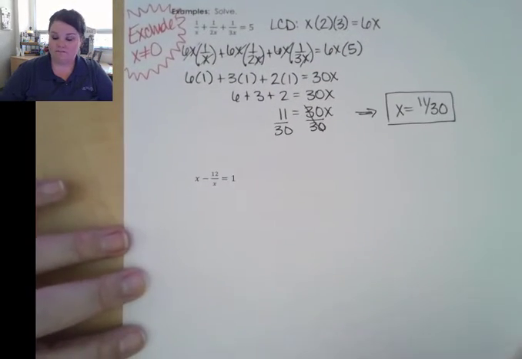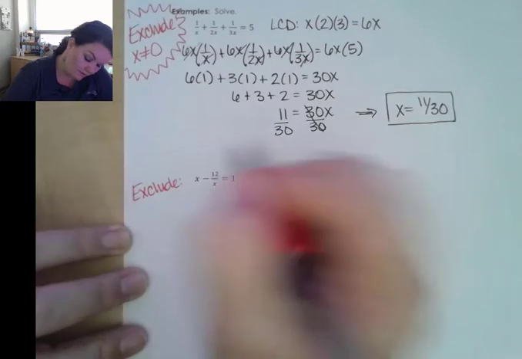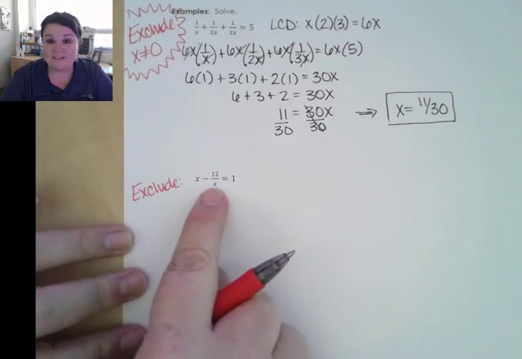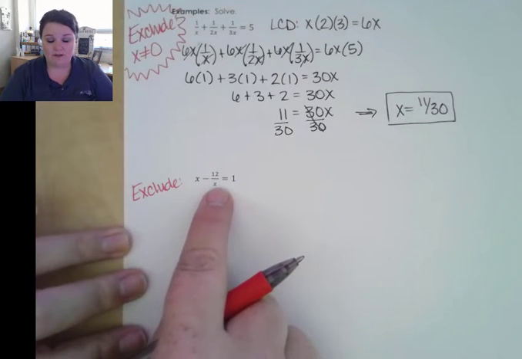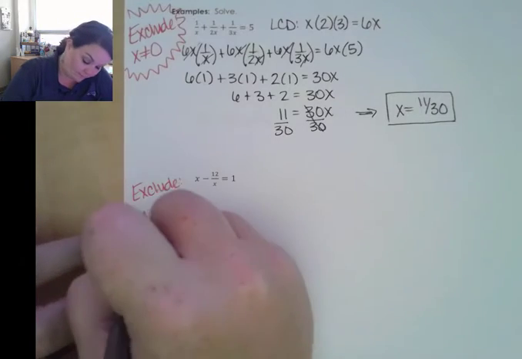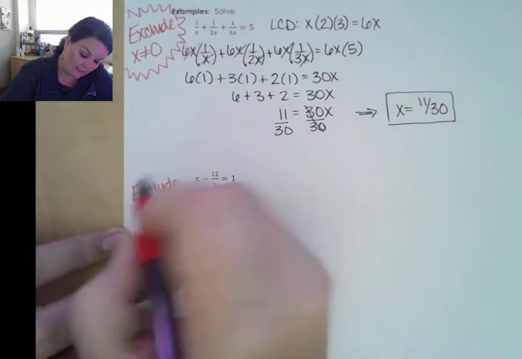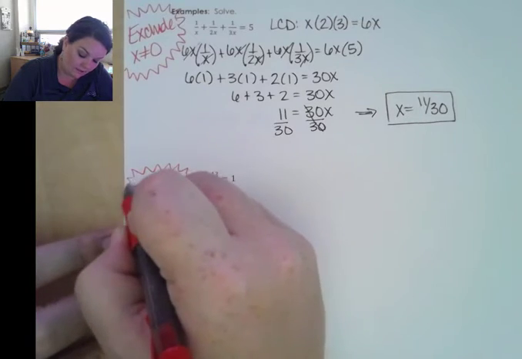Same idea. First things first, we want to find all excluded values. So the values that I need to exclude in this case, I only have one denominator. So I just have to figure out what would make that one denominator 0. And in this case, it would be 0, right? I can't have a 0 in there. So x can't be 0. It's our only denominator. It's our only exclusion.